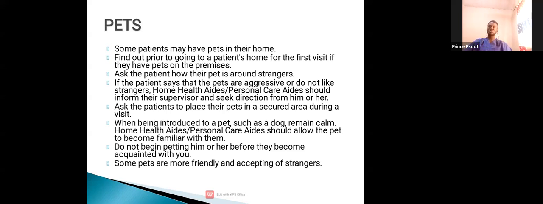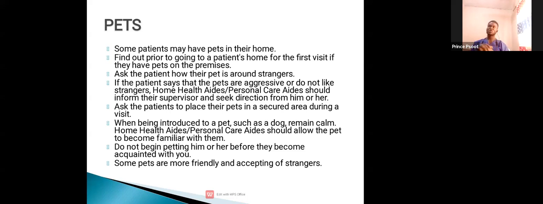When being introduced to a pet such as a dog, you should remain calm. Home health and personal care aides should always allow the pets to become familiar with them. For dogs who are fine, who don't freak out at strangers and don't get too aggressive with strangers, you can learn to be their friend. So you allow the pet to become familiar with you, then do not begin petting him or her before they become acquainted with you.